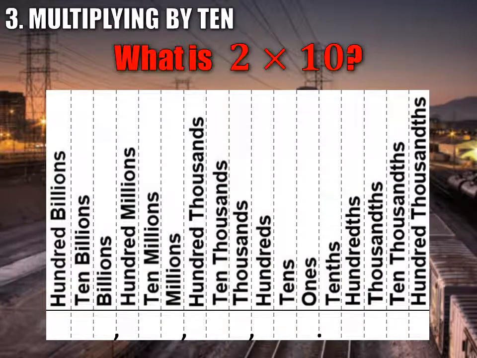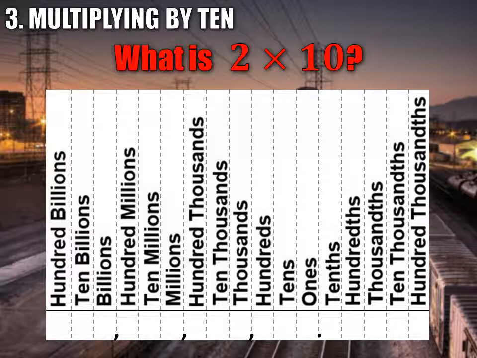Here's something you probably already know how to do. What is 2 times 10? Most teachers, when they're teaching their students this, especially in middle school, they'll simply teach students to just add a 0. When you multiply times 10, you just add a 0 onto the number. This rule works. It doesn't work all the time, but it generally works.